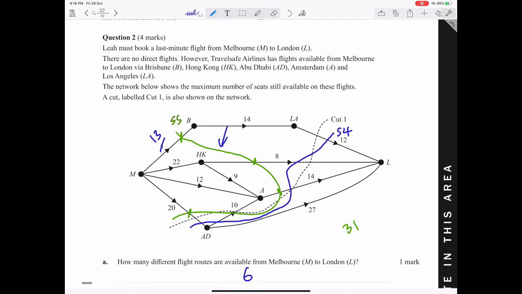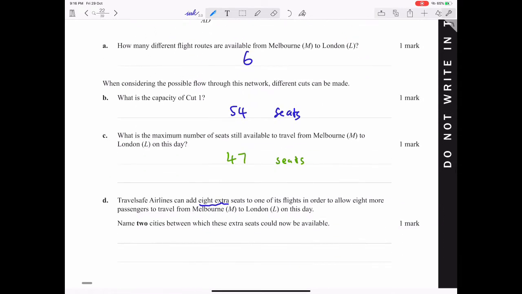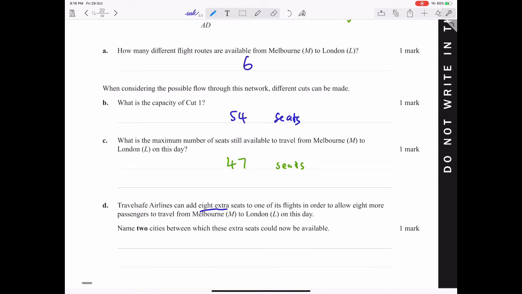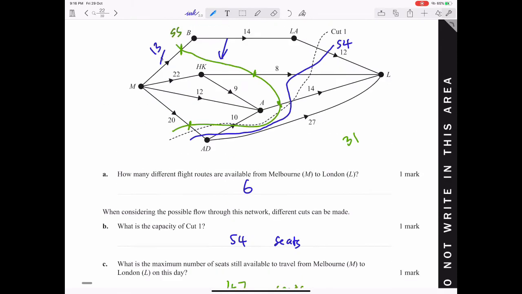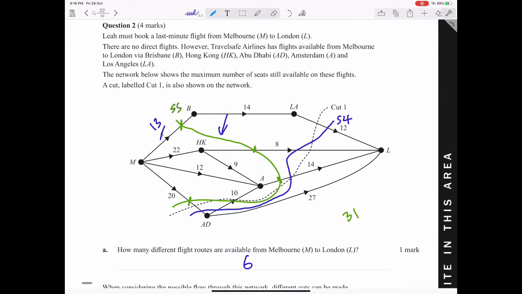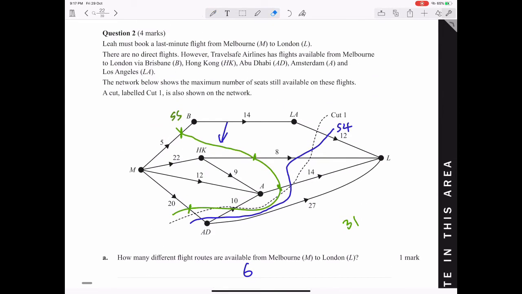So therefore, if we add 8 between Melbourne and Brisbane, that would not result in 8 extra seats. Instead, that would result in 7 extra seats, because our new minimum cut is 54. So that's 54 minus 47 equals 7. That's an increase of 7 seats. However, we want 8 extra seats. So therefore, we obviously know that adding 8 here is incorrect.